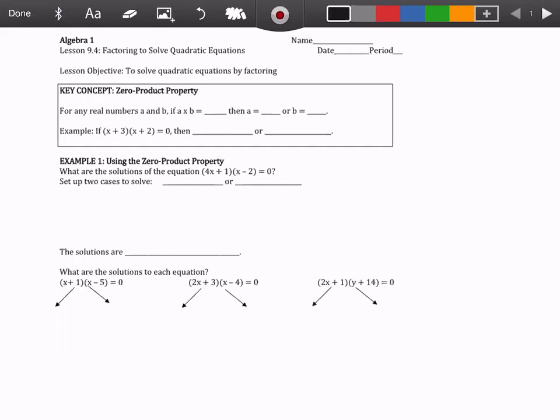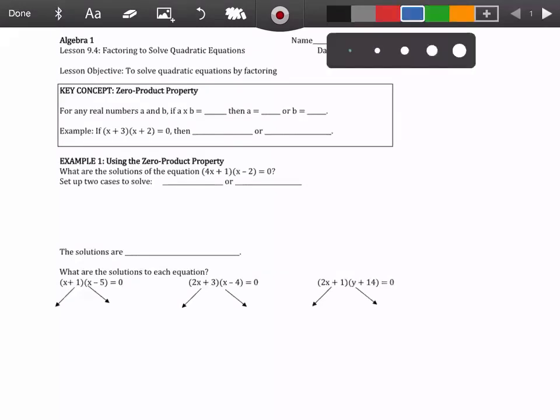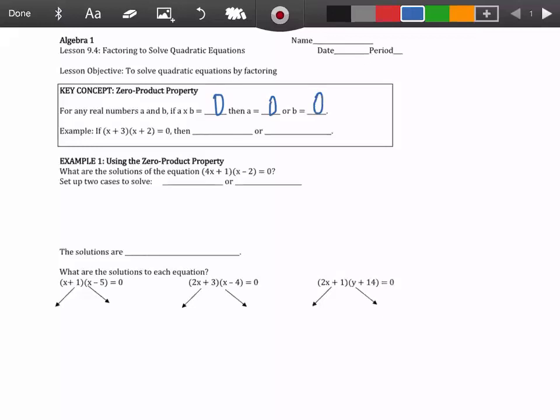The key concept is the zero product property. That states for any real number A and B, so A and B are numbers, if A times B equals 0, then A must equal 0 or B must equal 0. One of those numbers has to equal 0 because any number times 0 equals 0.